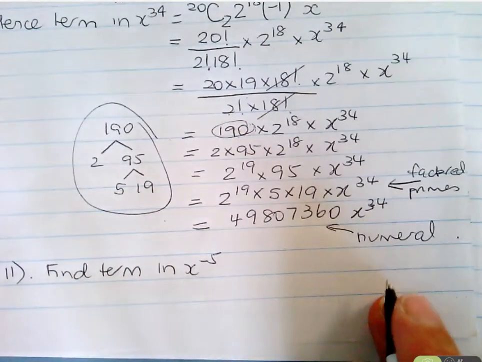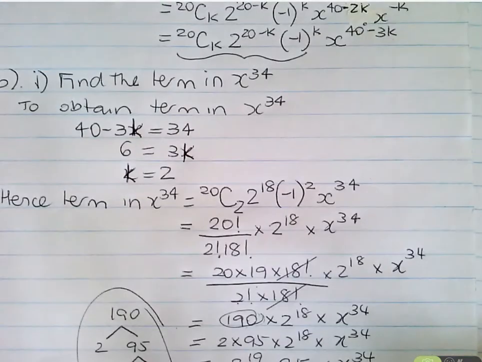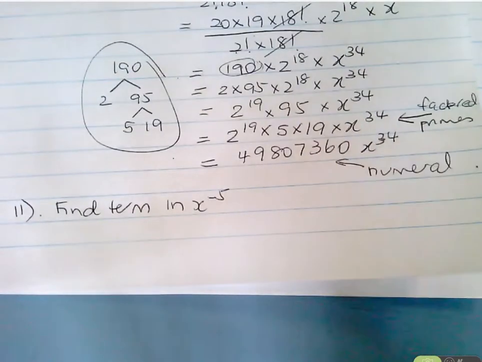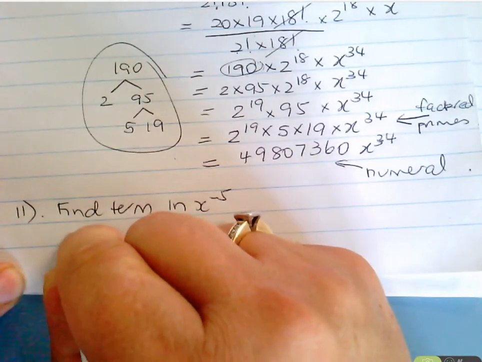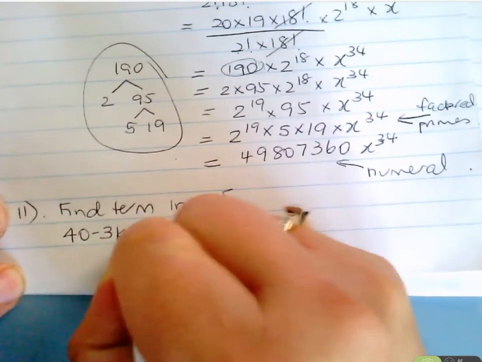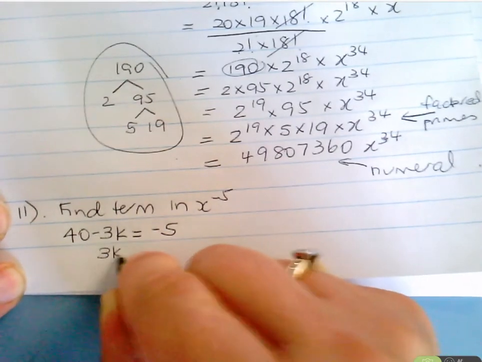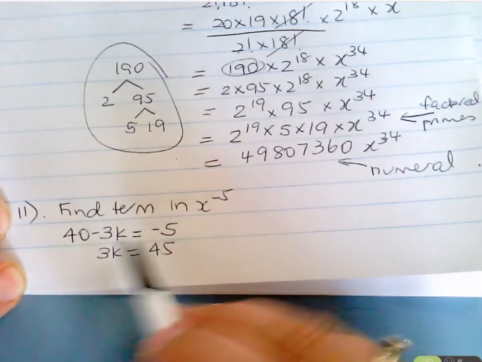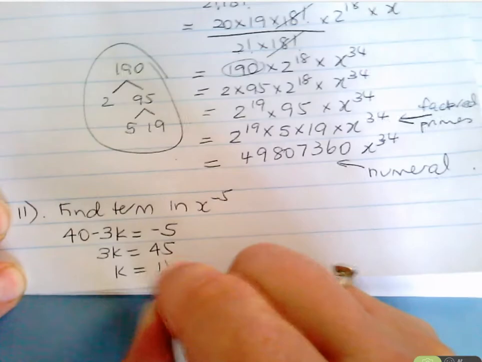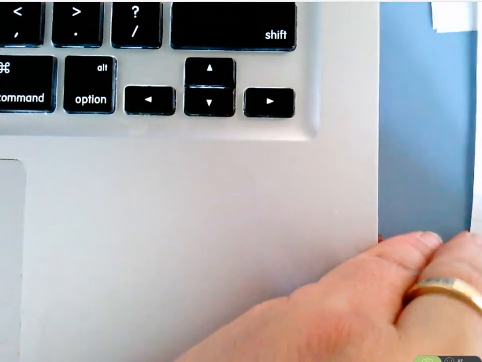Do you know what you're going to do? We've got the general term. What do you do? No, it's B part 2. How do I do the term in x to the minus 5? 40 minus 3k equals negative 5. So 3k is, what's 3k? It's 45. Is that right? Yeah. And so k is 15.